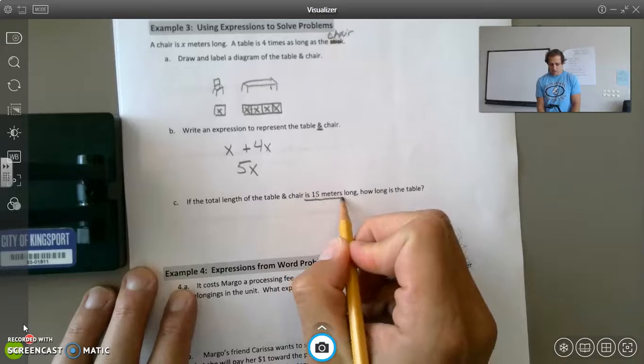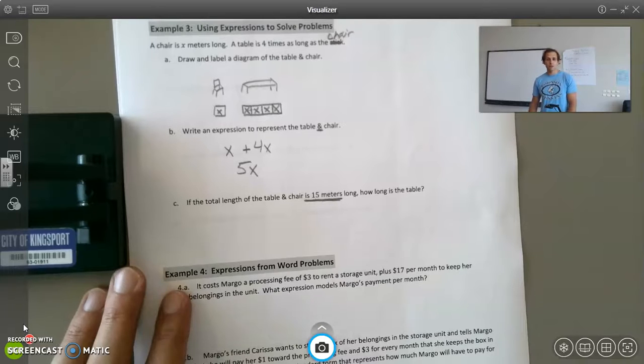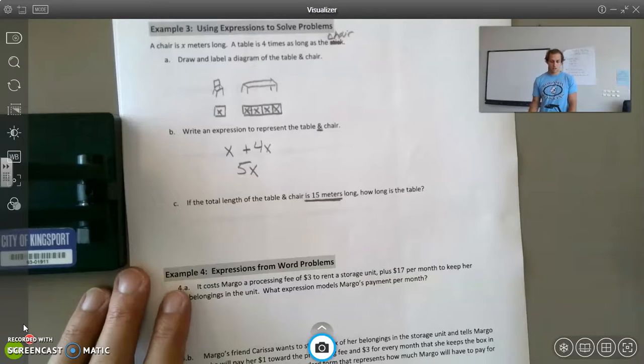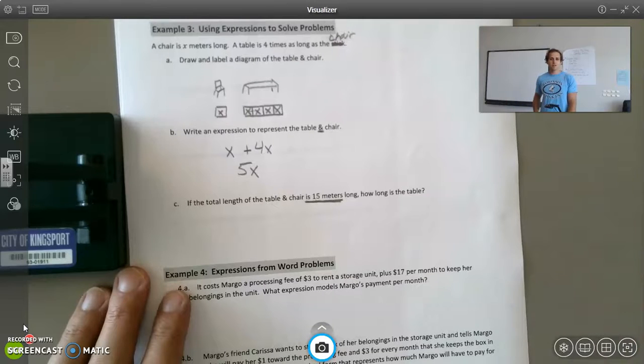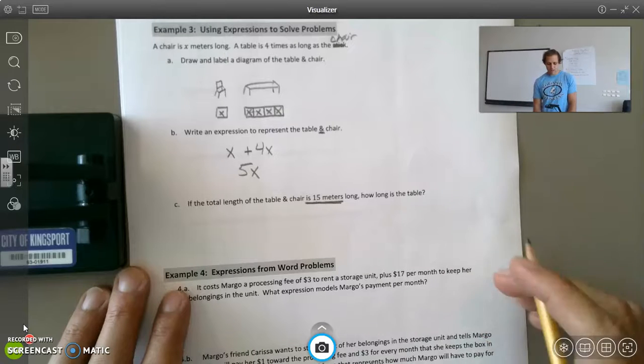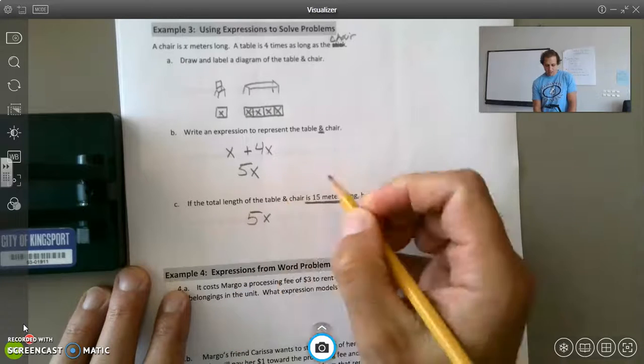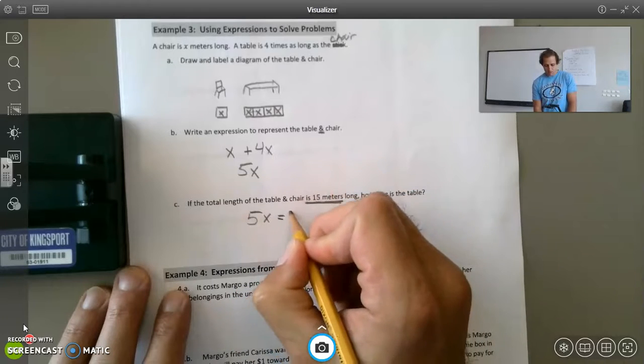So 15 meters tells me that something has the same value as my expression. When two expressions have the same value, we could say that they are equivalent. And if things are equivalent, we can create an equation. That's what the second half of this module is about. But here we're still going to be able to use equations occasionally when necessary. So because this is equivalent, 5x is equivalent to 15 meters.